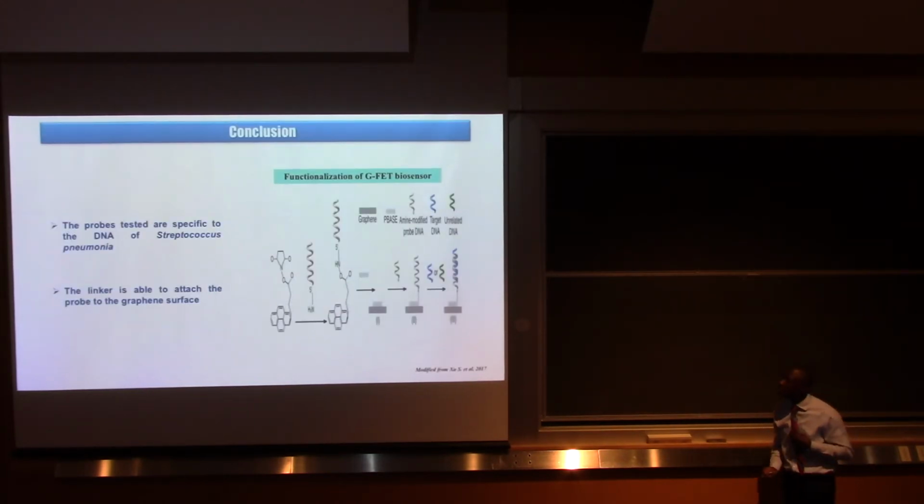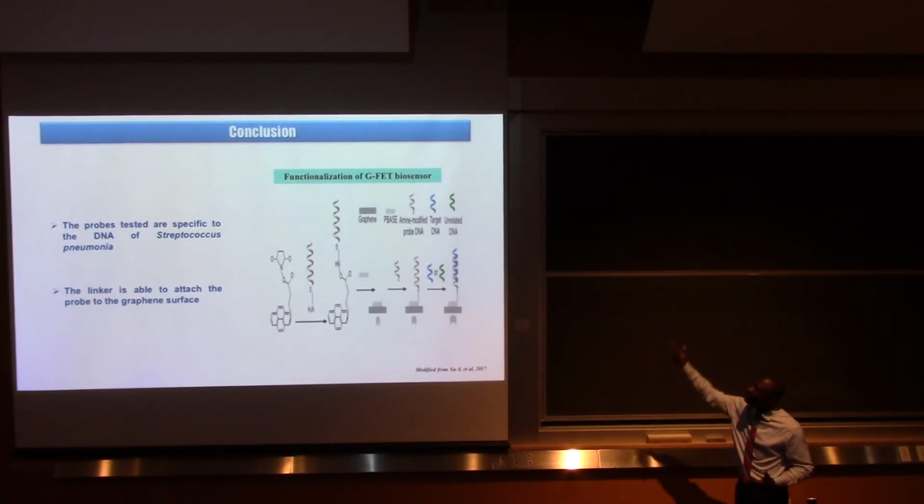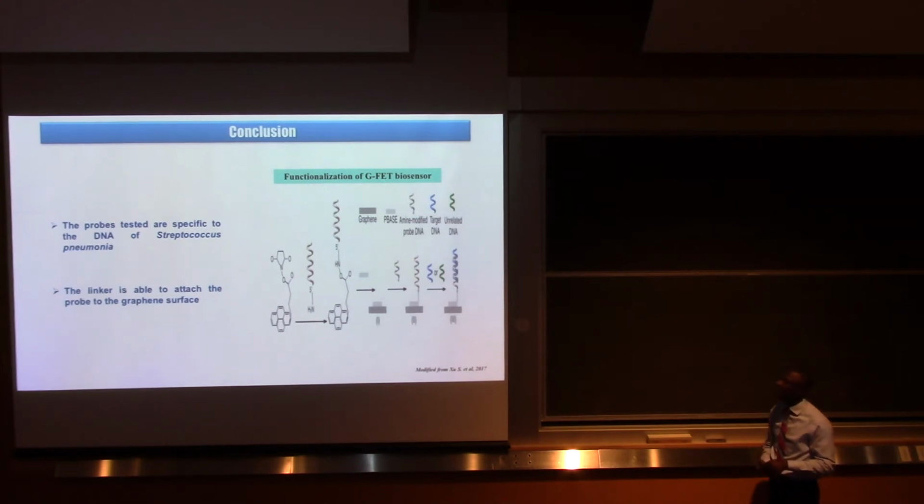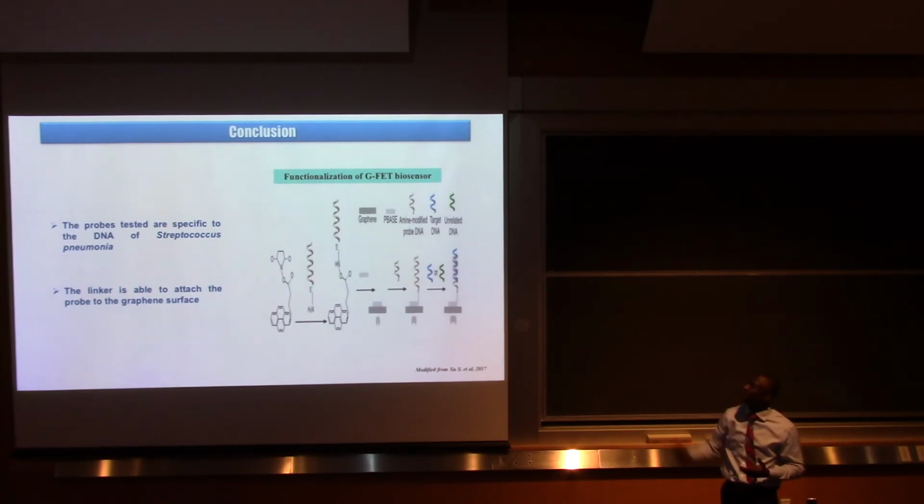In conclusion, in the functionalization of this biosensor to detect Streptococcus pneumonia, we have to know the specificity of the probe and also know whether the linker is able to connect the probe onto the graphene surface. From all the experiments we did, we could suggest that the probe is specific to its target, Streptococcus pneumonia. And also, our linker is able to connect the probe onto the graphene surface.